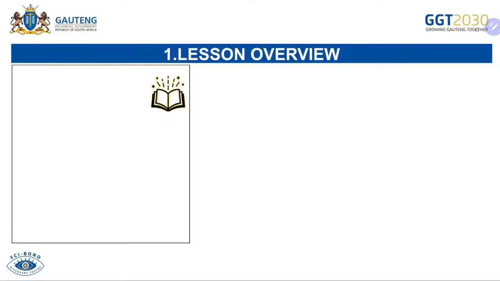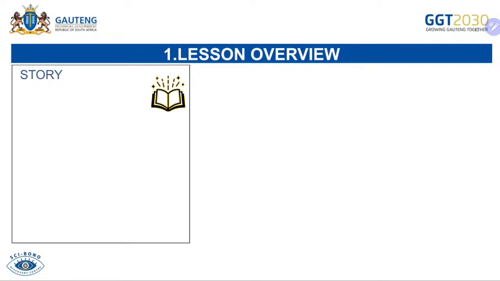This lesson is brought to you by Gauteng Education Department in collaboration with the Saibono Discovery Center. Grade 12 learners, today we are going to do literature, which is English file paper 2, and our focus is My Children, My Africa. Let us check the lesson overview.